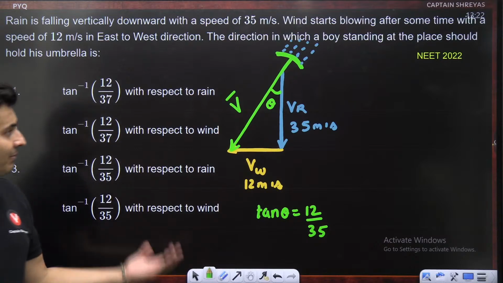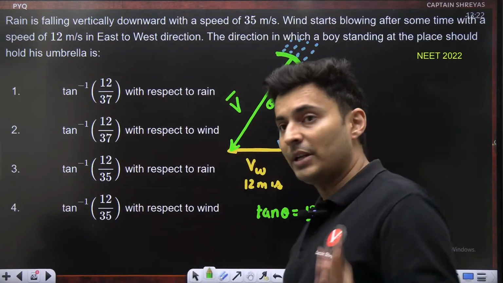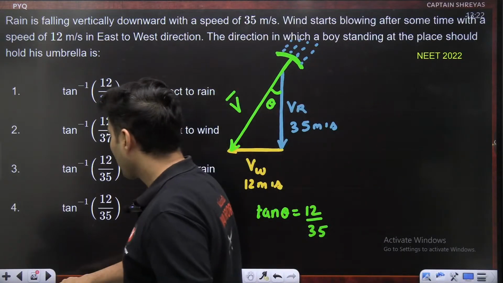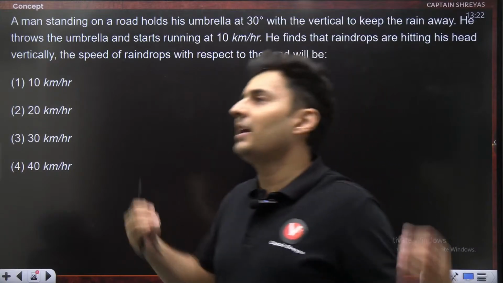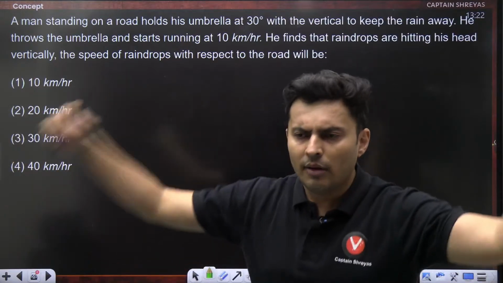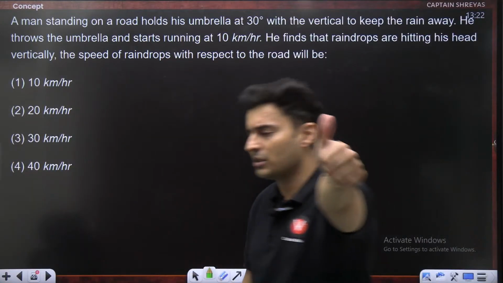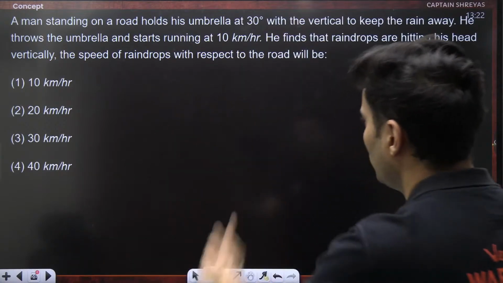Perfect. Simple vector concept. Tell me which formula I have used. Nothing. That's what I've been telling you. There are places where you don't need formulas. You just need to know the concept, and the concept you have to learn. You cannot say, sir, it's difficult, sir. Please tell me formula, sir. I will learn by heart all the cases. All the best. It will be very difficult for you to crack NEET because you should know the concept.